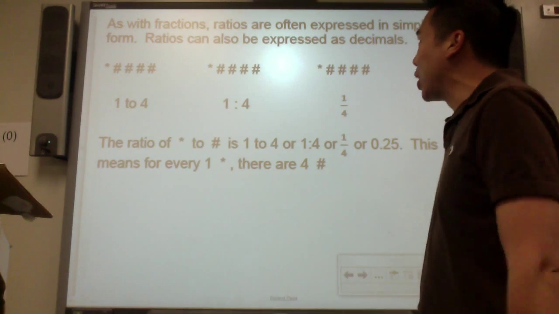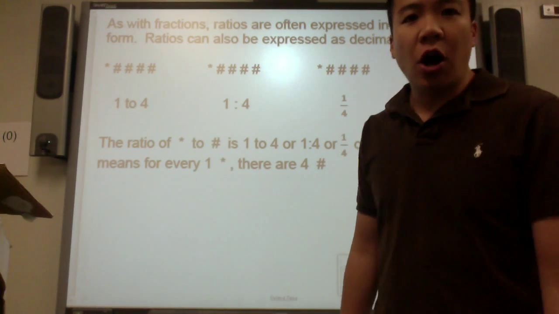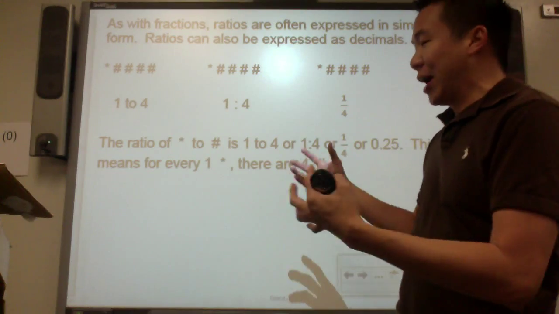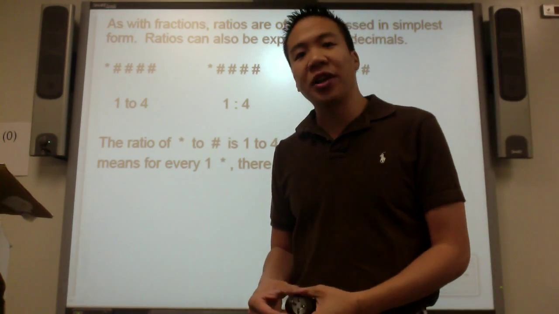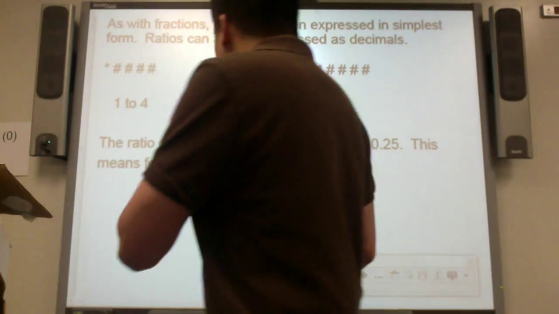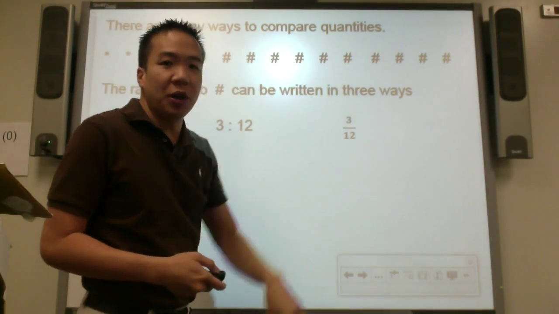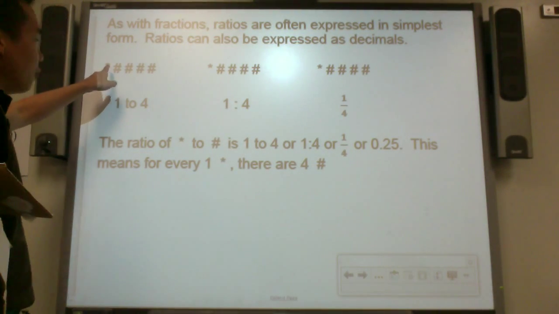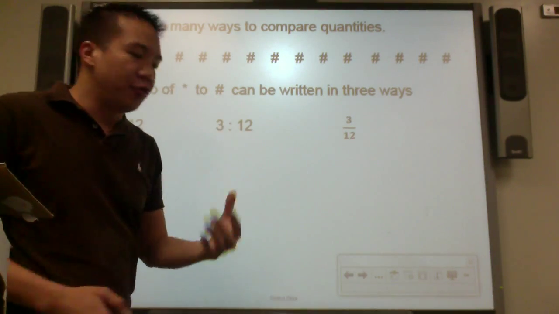As with fractions, ratios are often expressed in simplest form. A ratio can also be expressed as a decimal. So we're going to be writing it in 3 forms, and then we're going to simplify it if possible, and then turn it into a decimal. For example, let's go back. As you can tell, there are 3 asterisks and 12 number symbols. We can simplify it. So if you simplify this 3/12, it's 1/4.